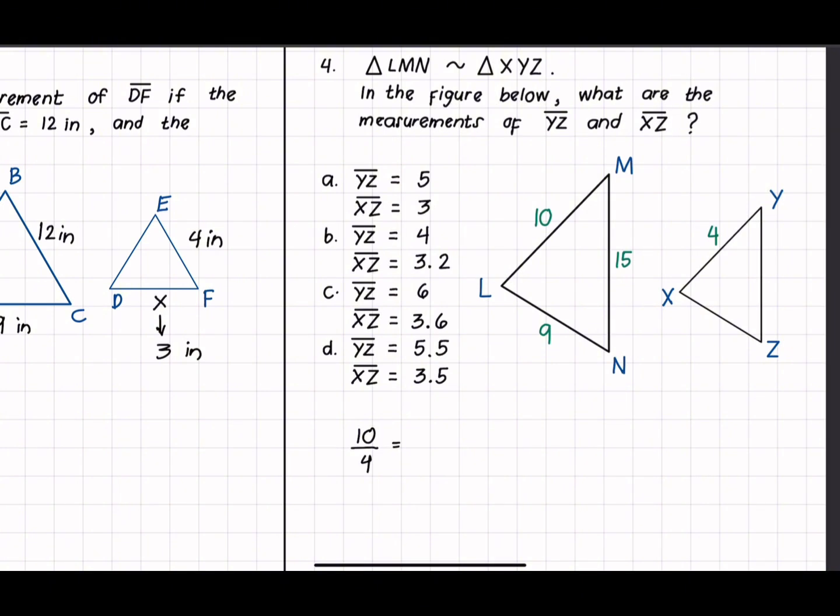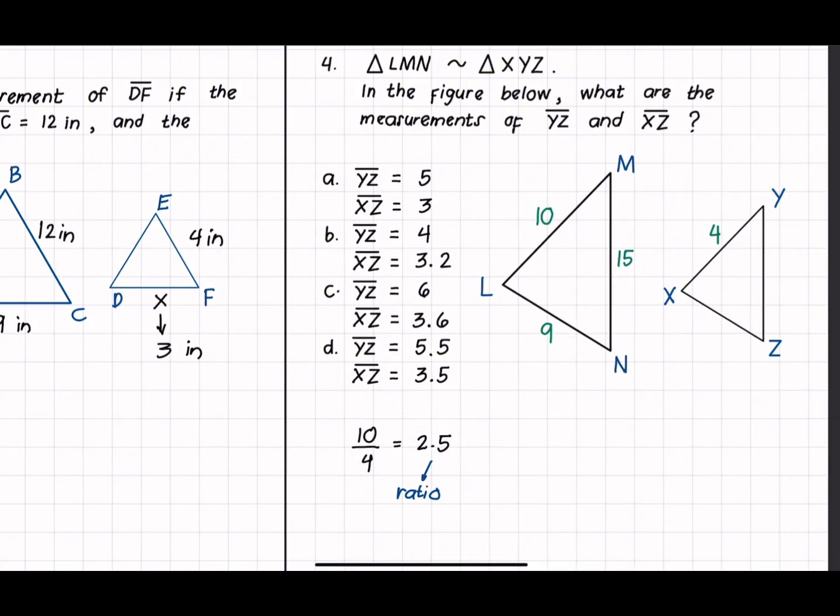and 10 divided by 4 is equal to 2.5. It means that the ratio of the sides is equal to 2.5. So now that we already have our ratio, which is 2.5, now we can solve for the missing sides, YZ and XZ. Based on the figure, MN corresponds to YZ. Therefore, in order to determine the measurement of side YZ, all we have to do is to divide 15, this side, divided by the ratio, which is 2.5.